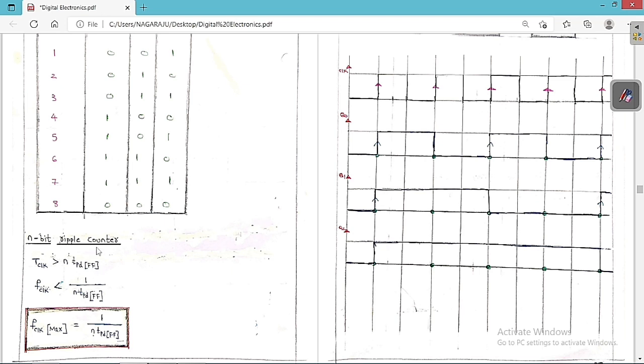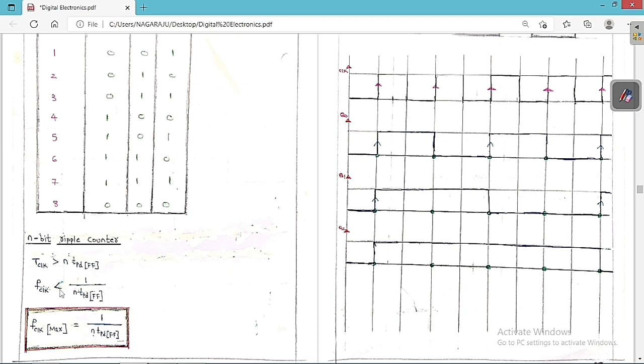So the clock period should always be greater than n times the propagation delay of the flip-flop for an n-bit ripple counter. So what is the frequency? T clock is nothing but 1 by f. The clock frequency is lesser than 1 by n times the propagation delay of the flip-flop, so the maximum clock frequency is 1 by n times the propagation delay of the flip-flop. This is the point you always have to keep in mind. The clock period is always greater than n times the propagation delay, and T clock is 1 by f clock.